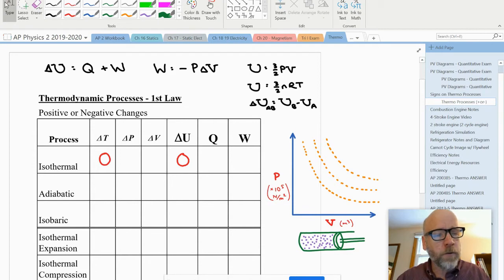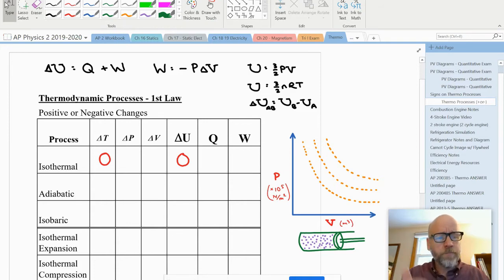Now, some of you are thinking, well, wait a minute. What if P and V didn't change? Can't happen. You can't have it be isothermal and not have a change in the product of PV. Actually, strike that. Rewind it.